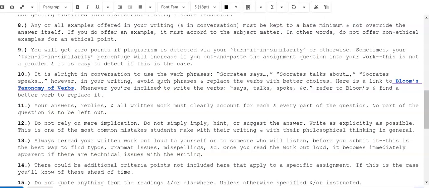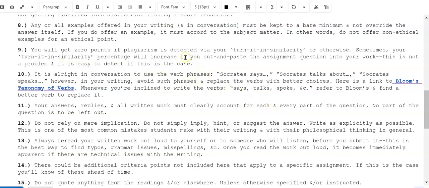9, you will get 0 points if plagiarism is detected via your Turnitin similarity or otherwise. Sometimes your Turnitin similarity percentage will increase if you cut and paste the assignment question into your work. This is not a problem. It is easy to detect if this is the case.